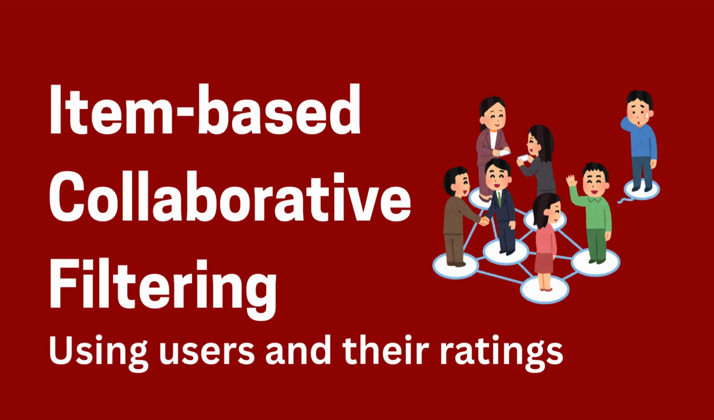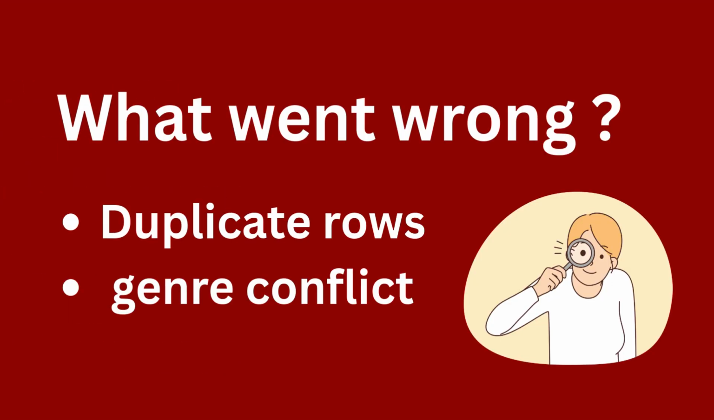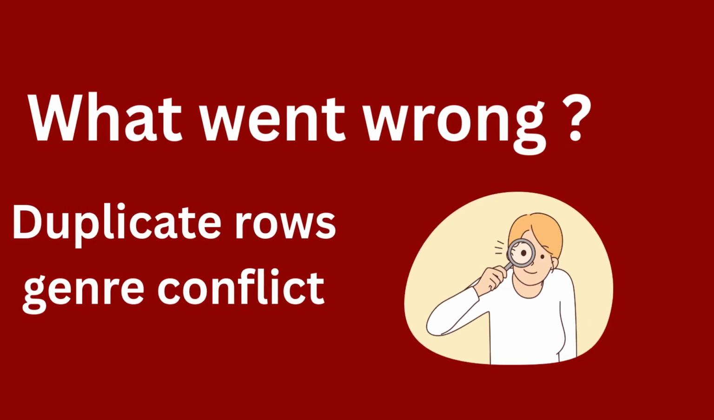I used item-based collaborative filtering, where we use users' ratings to compute similarities between items. It worked, but the results were wrong. I had duplicate similarity rows, weird similarity scores, and genre conflicts. Let me show you how I fixed all of that.